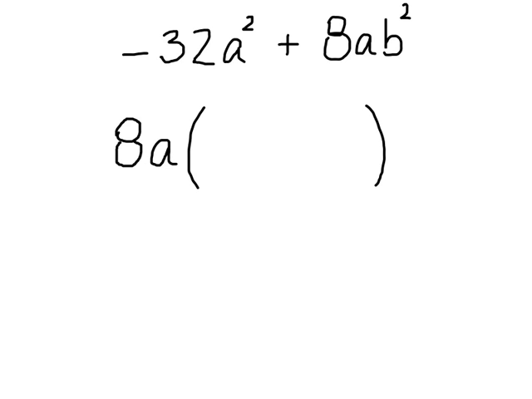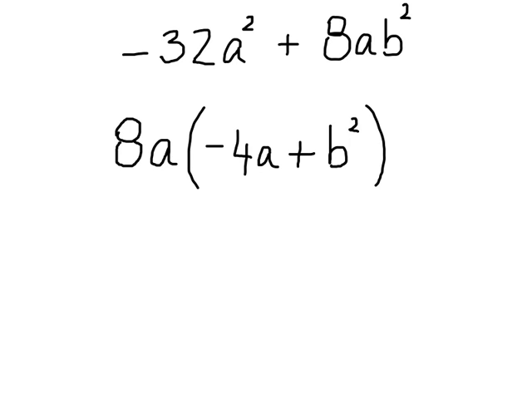So negative 32 divided by 8, negative 4, a squared divided by a, we're just taking 1a away, so 1a, and then 8ab squared divided by 8a, we're left with b squared.